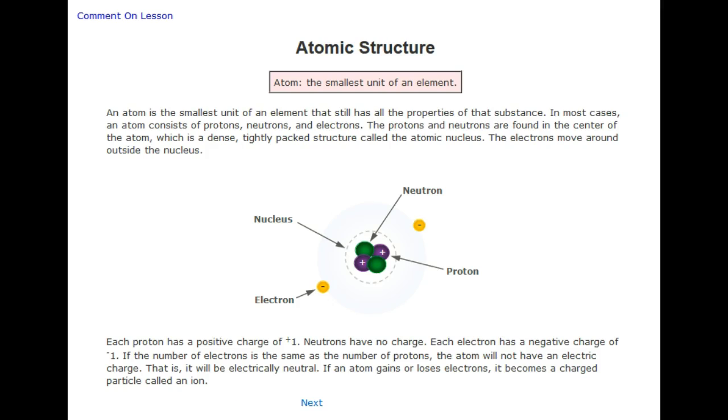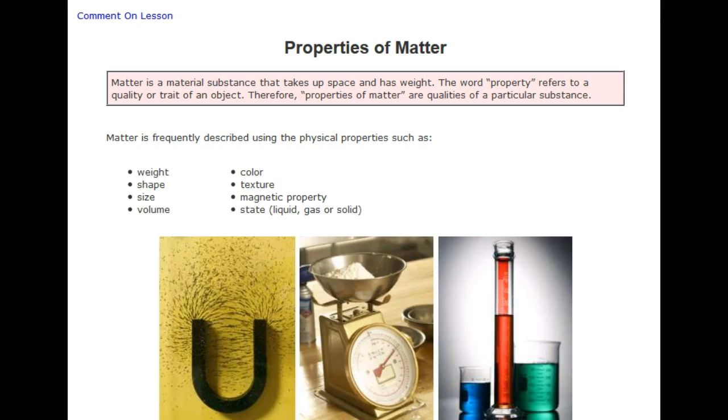Each proton has a positive charge of +1. Neutrons have no charge. Each electron has a negative charge of -1. If the number of the electrons is the same as the number of protons, the atom will not have an electric charge. That is, it will be electrically neutral. If an atom gains or loses electrons, it becomes a charged particle called an ion.